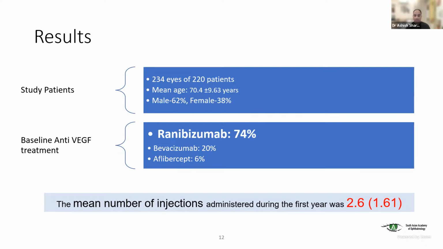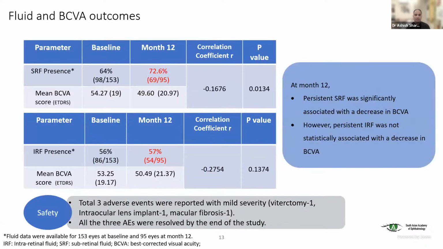As Raja already highlighted, in the real world we are quite low in terms of treatment. We are not treating these patients aggressively. Why are we not treating them aggressively? Probably one of the reasons is that patients are not affording it. The same study highlights that patients had SRF in 72.6% of cases at the end of 12 months. So probably they do not feel well, they do not feel treated at the end of 12 months.